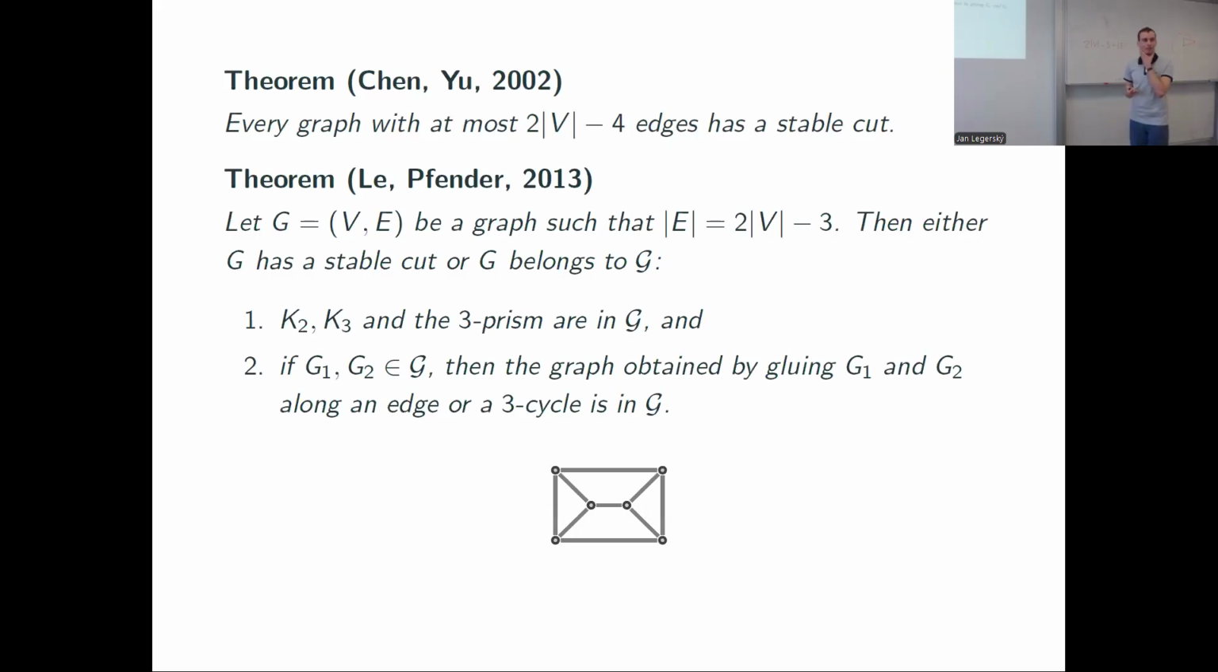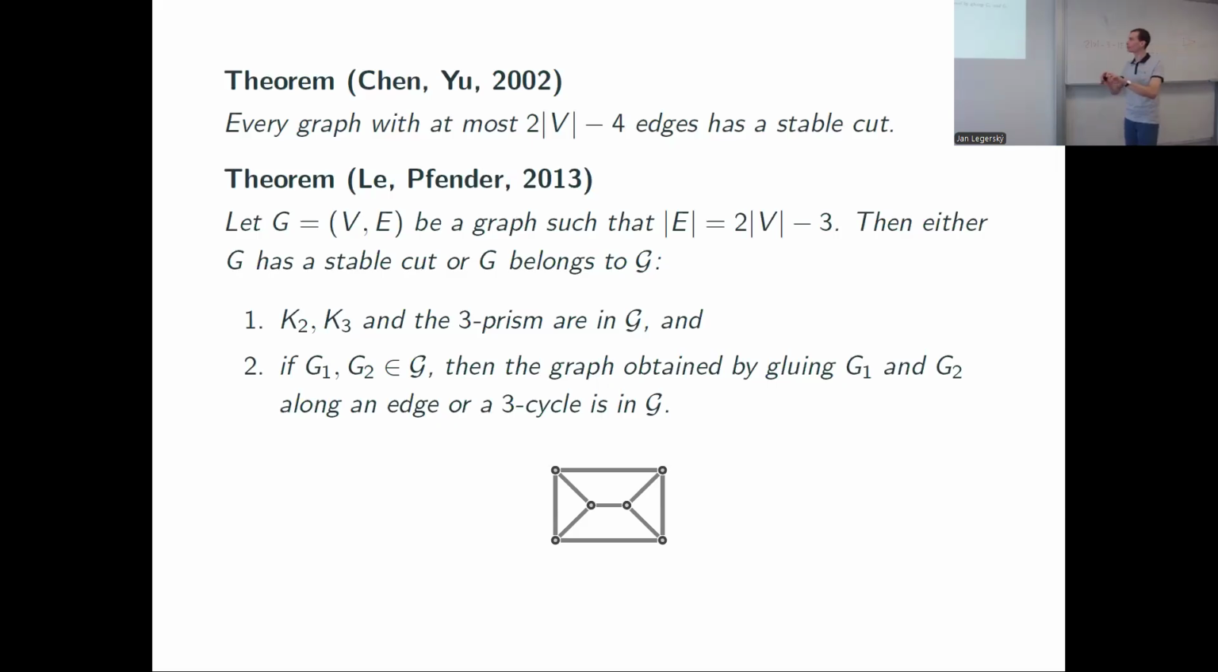Luckily, Le and Pfender improved the result by going to graphs that have 2v-3 edges, and they show that either a graph with this number of edges has a stable cut, or it belongs to a special class of graphs that is nicely described, namely an edge, triangle, and free prism are in this class. And now the operations they do is that they pick 2 graphs in this class and they glue these 2 graphs along an edge.